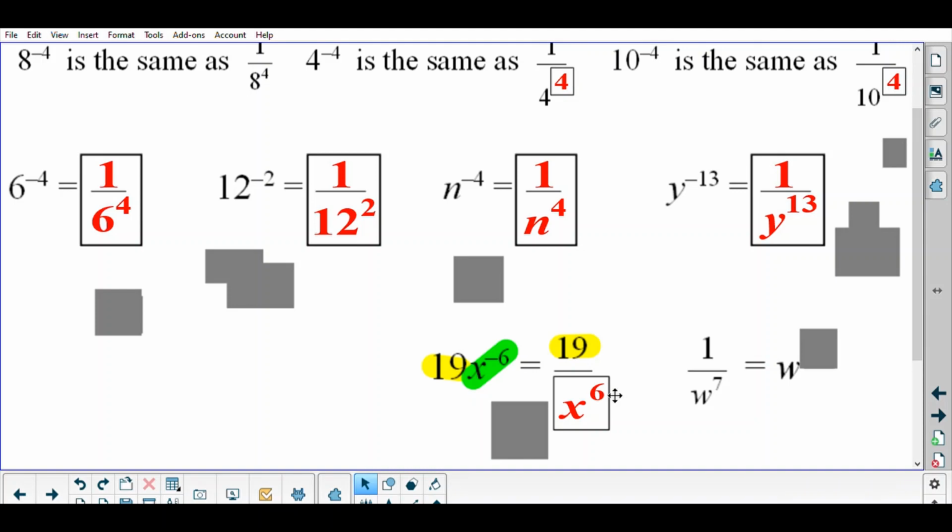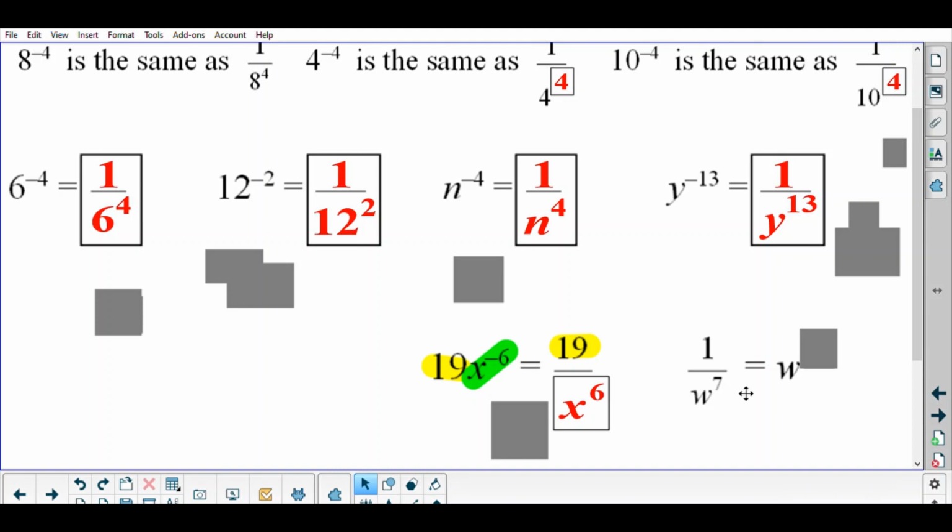The 19 is not being taken to the negative 6, only the x, because order of operations says that exponents get done before multiplication. And since this means 19 times x to the negative 6, you would do the x to the negative 6 first, making it go in the denominator. The 19 ends up staying in the numerator. I'm actually going to show you another example like that on the next page. So if you're a little confused about that, it will be clarified for you on the next page.